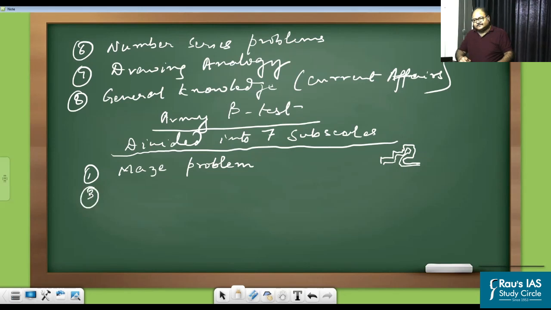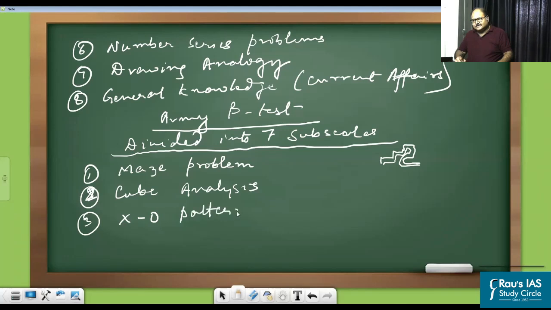Cube analysis. XO pattern analysis. So in a matrix, there will be many X and many zeros. And looking at the matrix, you have to see if X forms a pattern or O forms a pattern. And if they do form a pattern, then what kind of pattern is visible? Okay. So XO pattern problems or analysis.